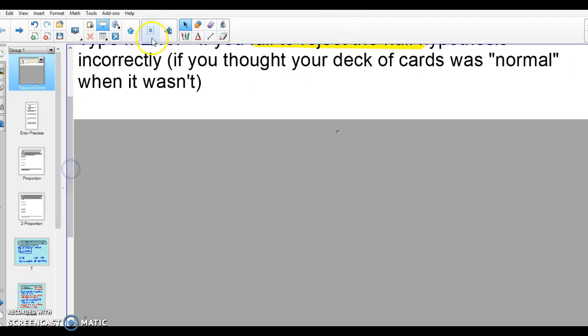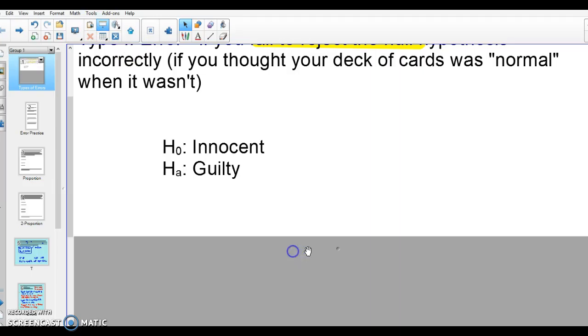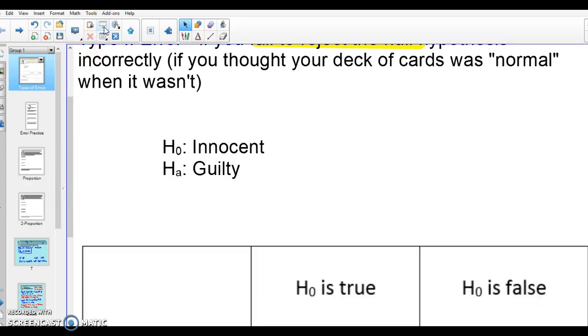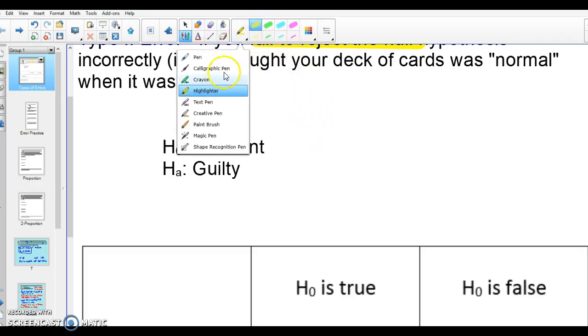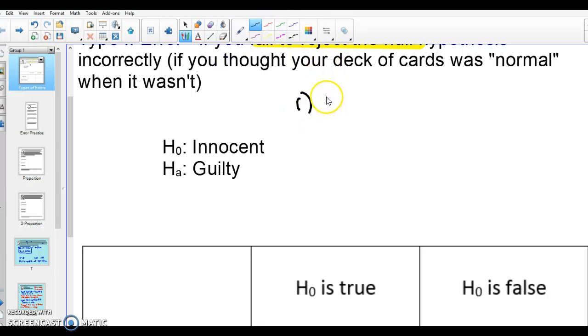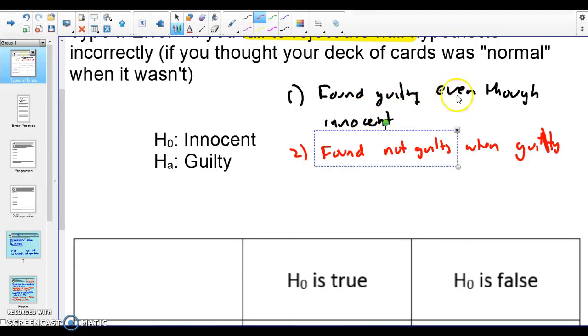As a real-life example of this occurring, think about our justice system. You are presumed innocent, which would be our null, versus the alternative that you are guilty when you enter our system. Okay, so a type 1 error would be if you were found guilty even though you were actually innocent. In other words, your innocence was rejected even though it shouldn't have been. Whereas a type 2 error would be if you were found not guilty or found innocent when you were actually guilty.